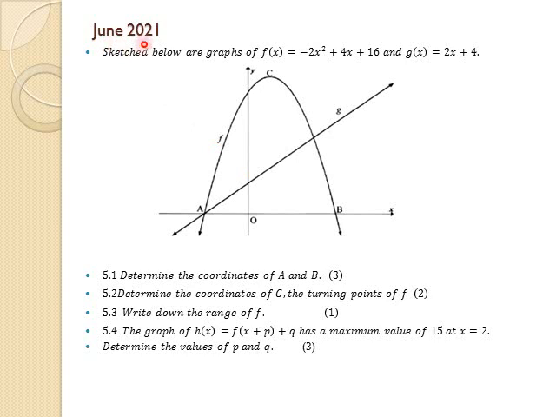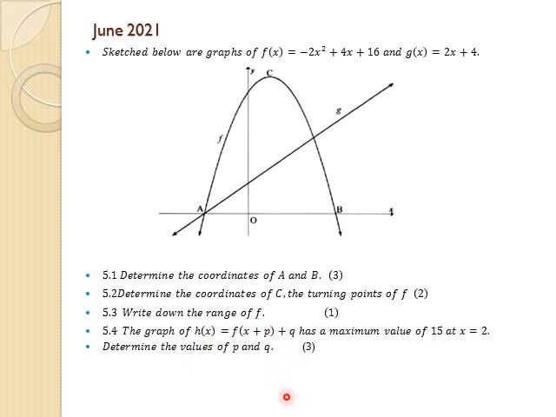So June 2021. They've given us a full equation for the parabola and a full equation for the straight line, with the drawing, so generally we would just test: can you find the coordinates if we give you the equation? Right, so number 1, they want the coordinates of A and B. I assume you know A and B are on the x-axis and they are called x-intercepts. Determine the coordinates of C, the turning point of f. Then the range, so without the turning point I can't find the range. Then the graph of h(x) equals f(x) plus q has a maximum value of 15 at x equals 2. Determine the values of p and q.